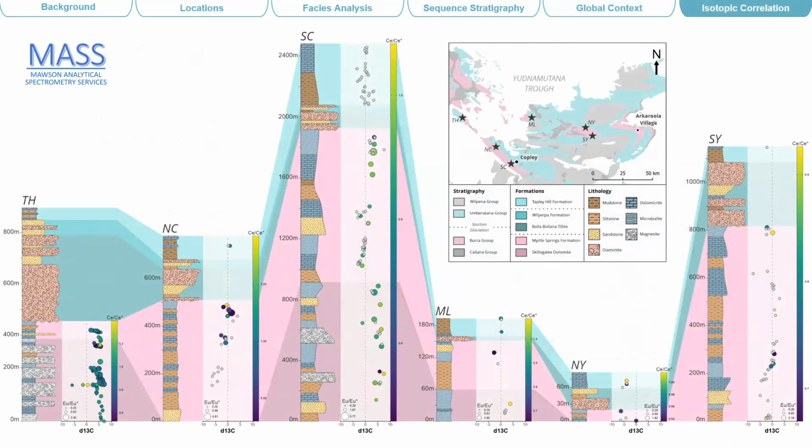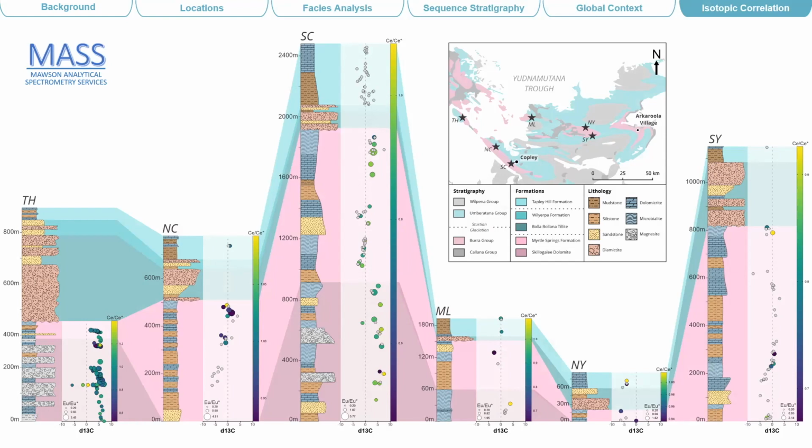So this is some of the work I have been doing recently for my last paper, and this is now looking at the geochemical correlation across the basin. So my first paper was very much focused on the sedimentology and sequence stratigraphy. And then this is looking more at the isotopic correlation.